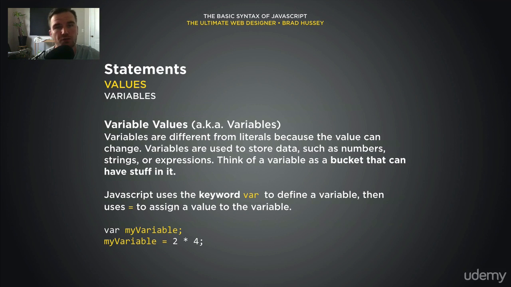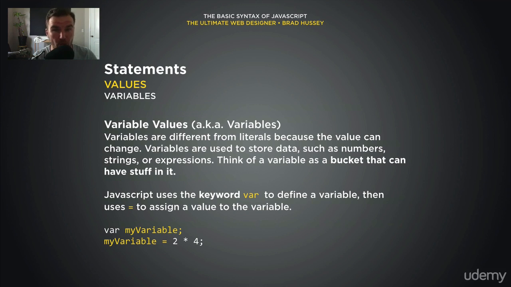Variable values are also known as variables, and they are different from literals because the value can change. Variables are used to store data, such as numbers, strings, or expressions. Think of a variable as a bucket that can have stuff in it. Think of it as a bucket on the beach, a big red bucket, or a blue bucket, or a yellow bucket. Your favorite color bucket that can have stuff in the bucket so that you can use later, and you can take that stuff out and put new stuff in it. So think of variables like that.